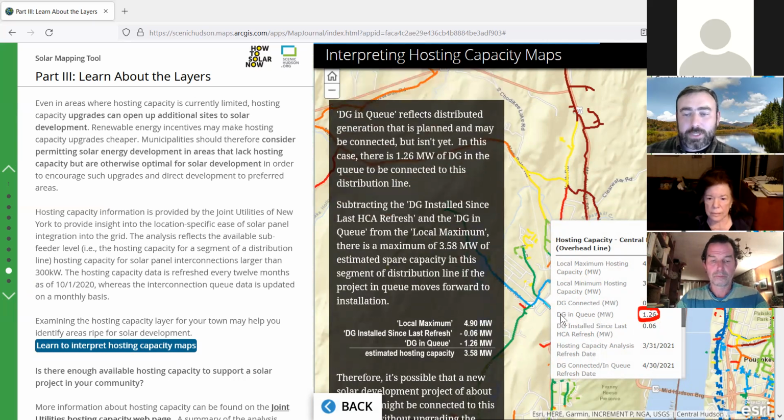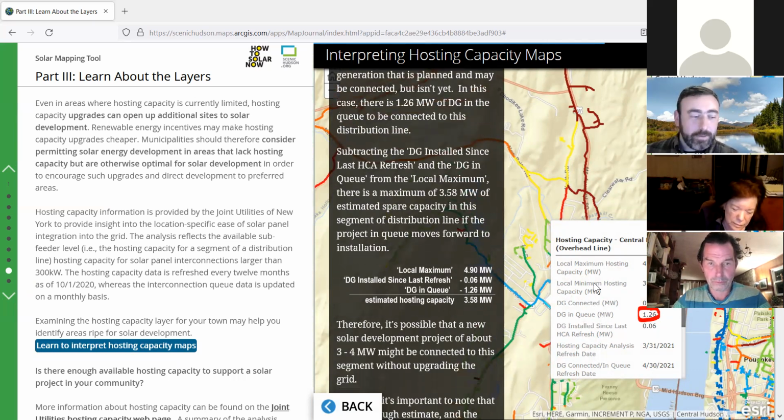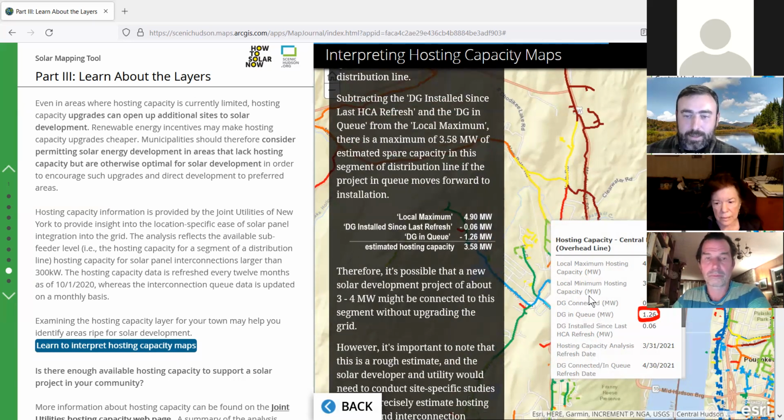There's also DG in queue here. Distributed generation in queue. So what does in queue mean? It means that somebody has petitioned the utility to add that much power to the line. So if I want to figure out, and this is getting to your question, Jason, what if I wanted to add solar and not do line upgrades, how much space is there on this segment here?